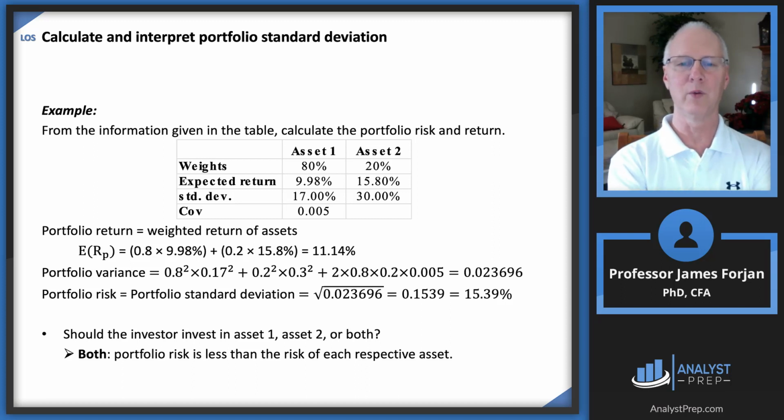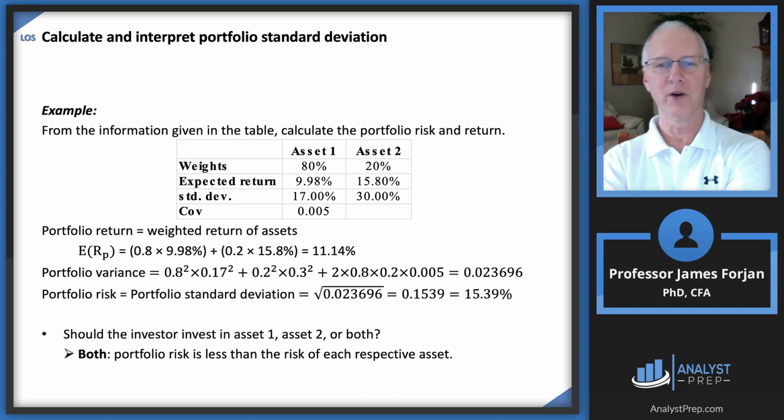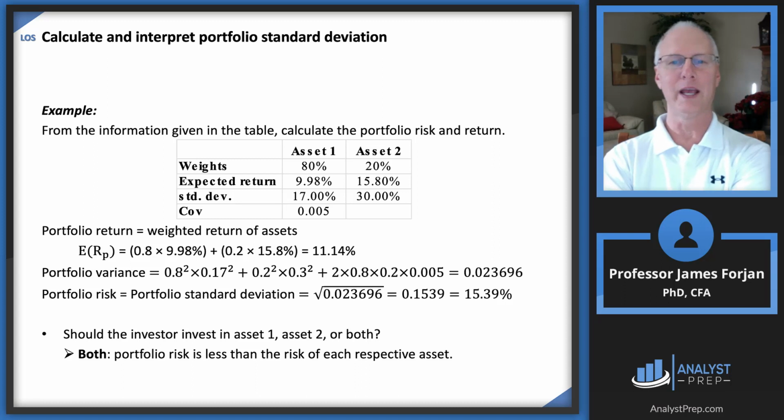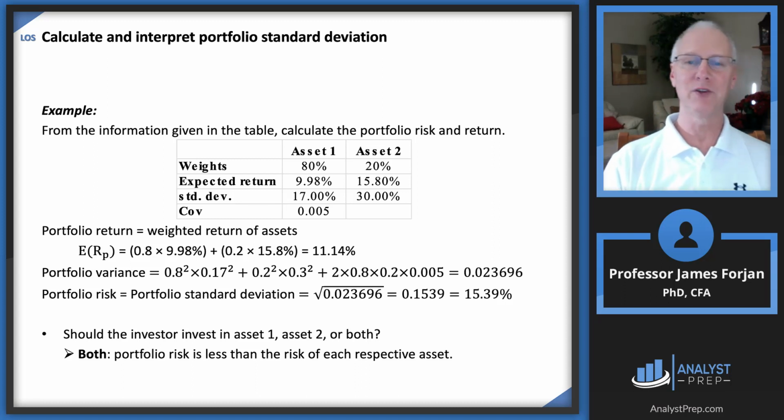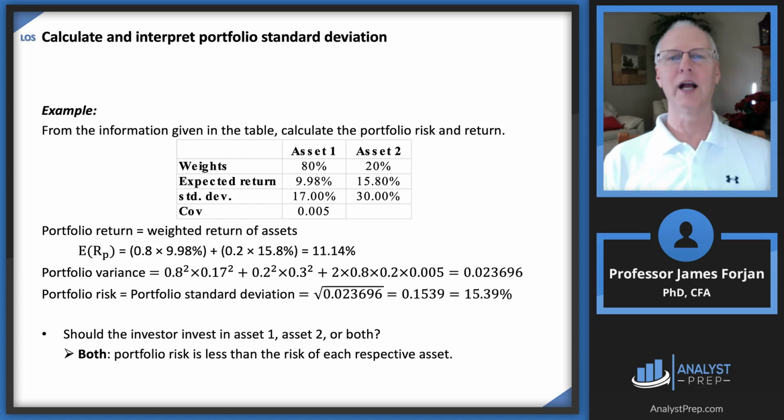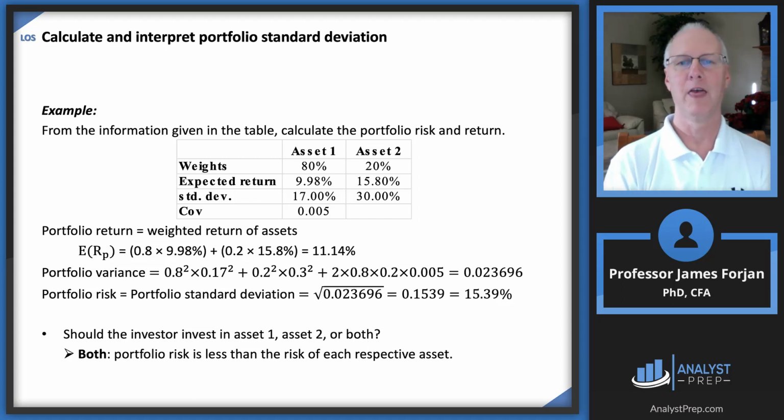Look at this. What did we do? We started out with 17%. We added a 30% standard deviation asset to our portfolio. We increased risk, but what has happened to the total risk of our portfolio? It has gone down. Oh my gosh, this is the beauty of diversification. We added a riskier asset and we reduced risk.